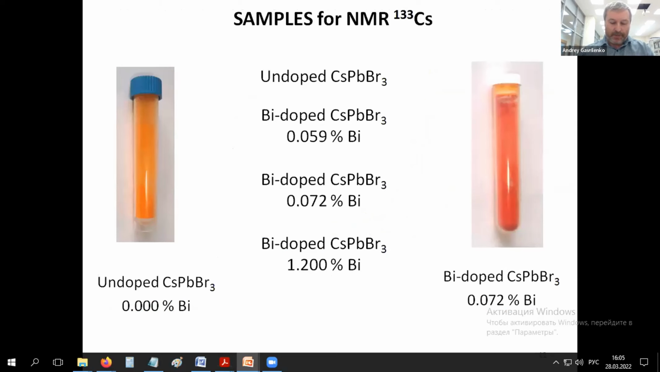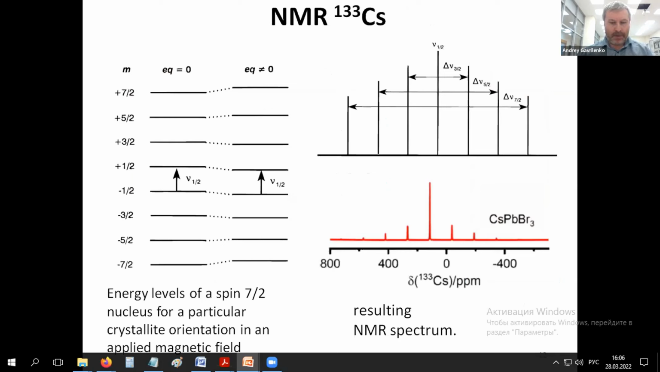Samples with the bismuth impurity content presented in this figure and samples without impurity were used to carry out NMR experiments. The energy level diagram of a spin 7/2 nucleus in a strong magnetic field consists of 8 energy levels and 7 single quantum transitions.